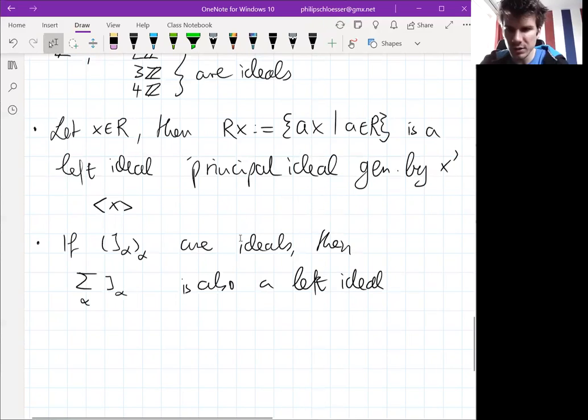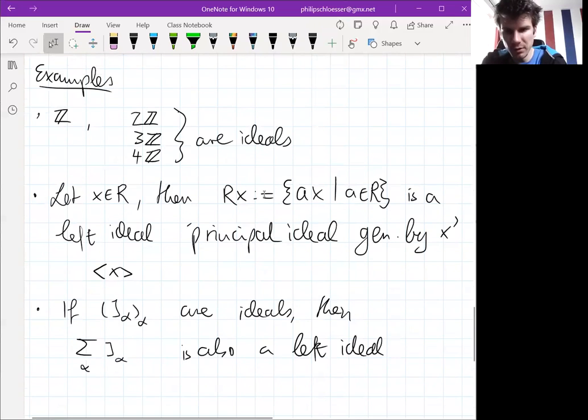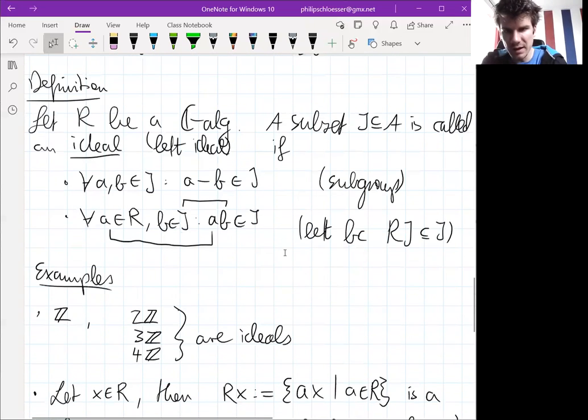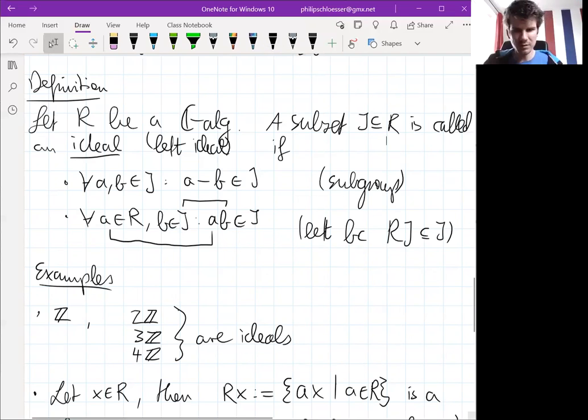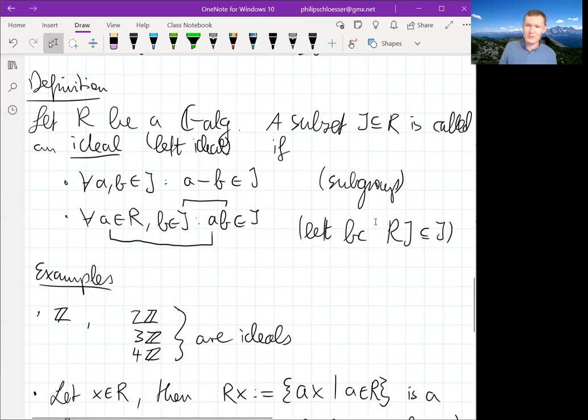I have a question. At the definition of the ideal, you wrote that I is a subset of A, but shouldn't that be R? Yeah, R. Interesting. I also wrote that wrong in my lecture notes, but thanks. It should of course be an R.